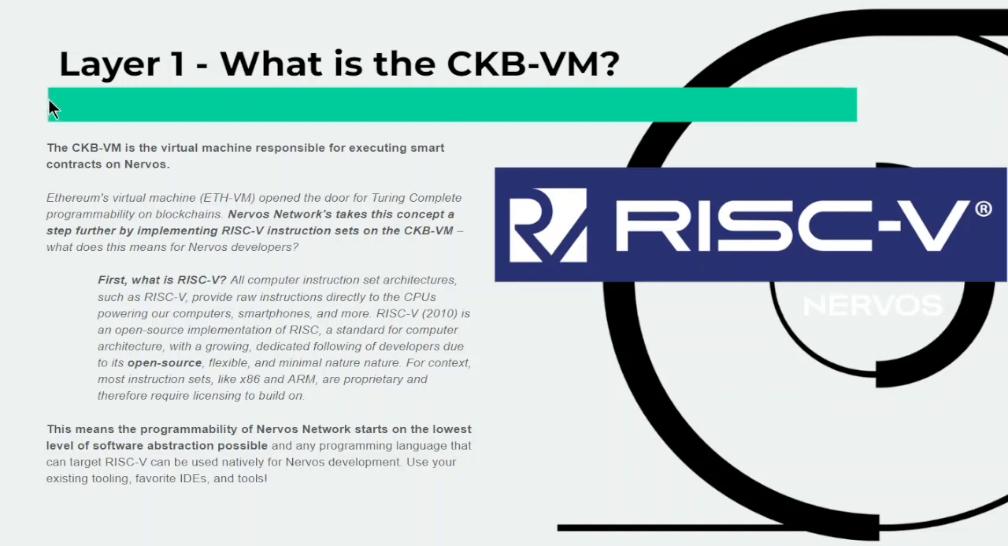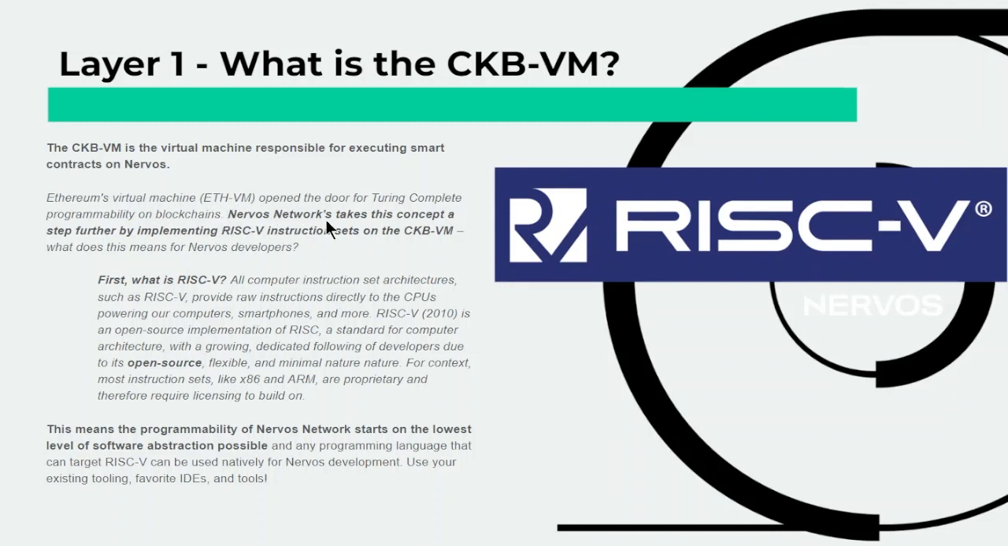So as I mentioned earlier, Polyjuice is EVM compatible. The EVM stands for Ethereum's virtual machine. Nervos Network also has its own virtual machine called the CKB-VM, and this is what's responsible for executing smart contracts on Nervos. So just a little bit of blockchain history here. Ethereum's virtual machine actually opened the door for what you call Turing complete programmability on blockchains. So whereas Bitcoin was just sort of decentralized data storage, Ethereum brought programmability through smart contracts to blockchains. And that's what's really awesome about Ethereum, right?